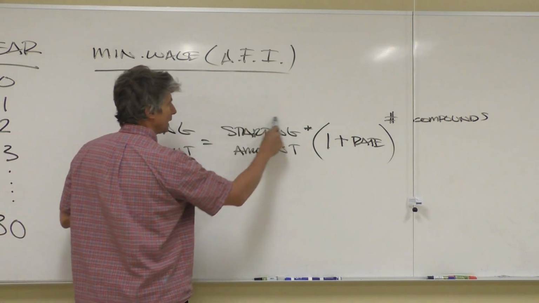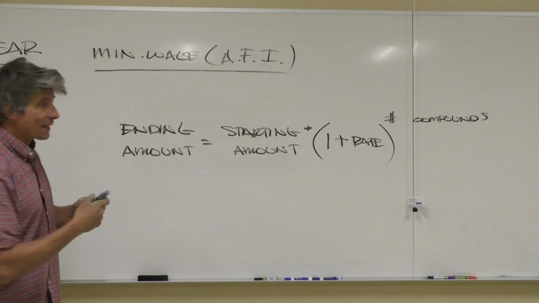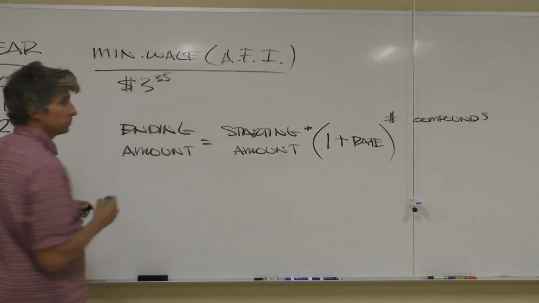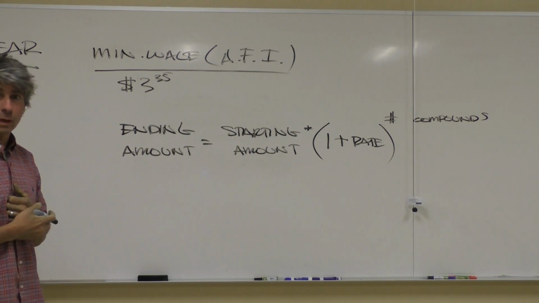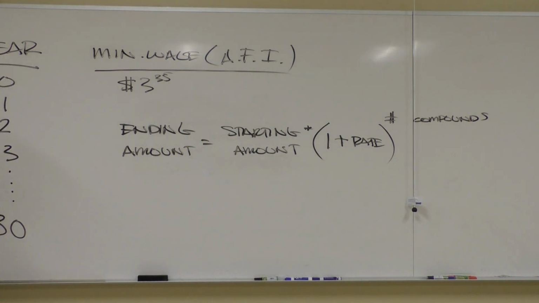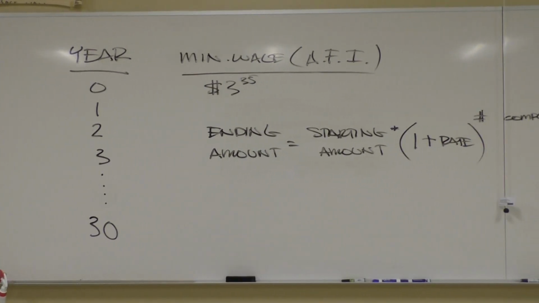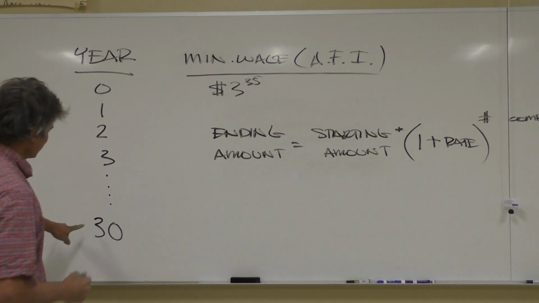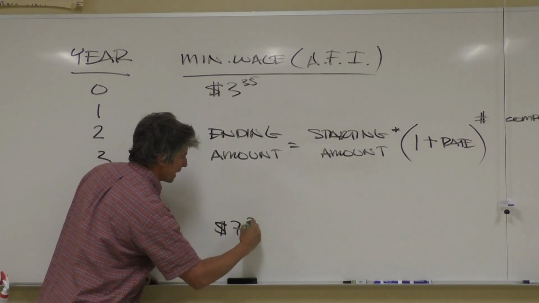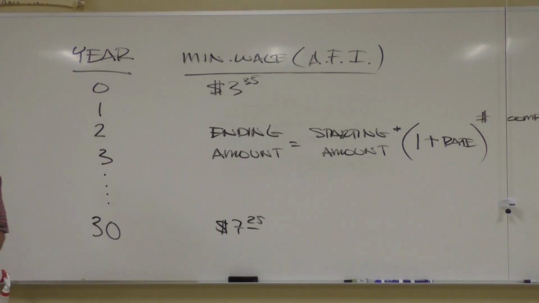You've got a starting amount. I'm going to add that starting amount up here, $3.35. You've also got an ending amount after 30 years, which you can't see now, I don't think. I'm going to slide this back. There we go. After 30 years, we know it has to come out being $7.25.